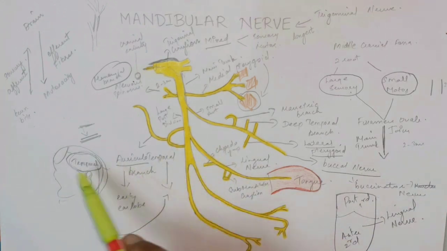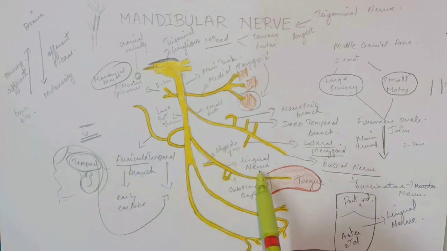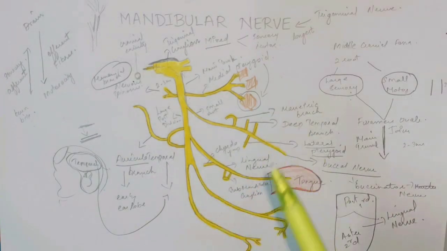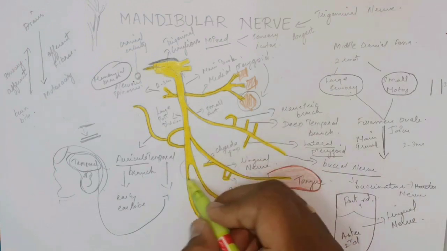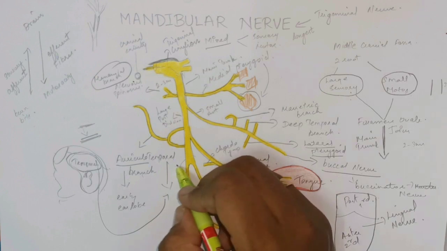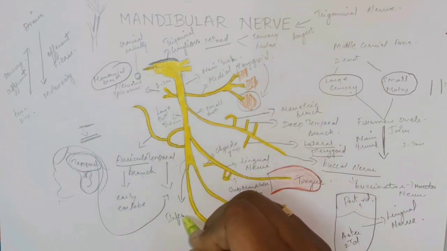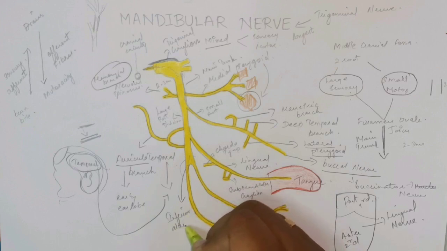Let's revise it once again. In the posterior division you have the auriculotemporal, then the lingual nerve, which supplies the anterior two-third of the tongue. The auriculotemporal supplies the ear and temporal region, and the last branch is the inferior alveolar nerve.